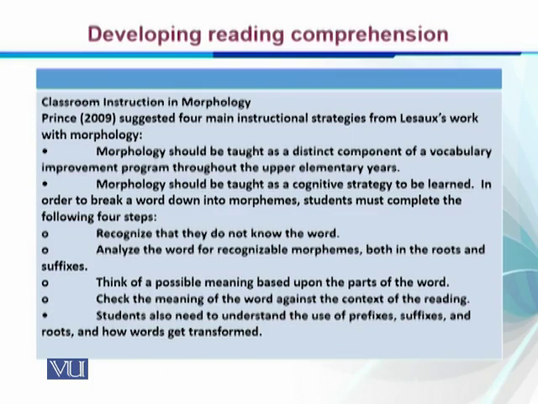Recognize that they do not know the word. Analyze the word for recognizable morphemes, both roots and suffixes. For example, if we have import, right? So the same word can be found. We have port as a stem, so we can tell them transportation. So this word has the same stem. So this is how we can teach them. Think of a possible meaning based upon the parts of the word. Check the meaning of the word against the context of the reading.